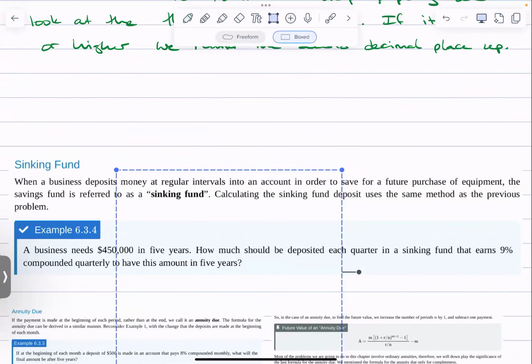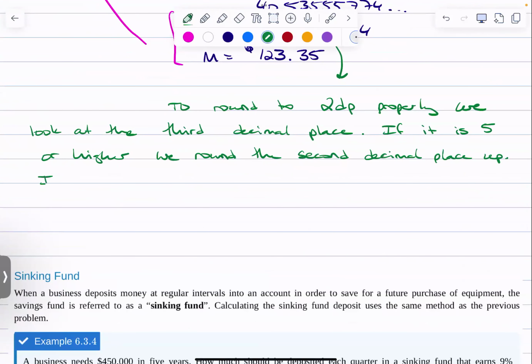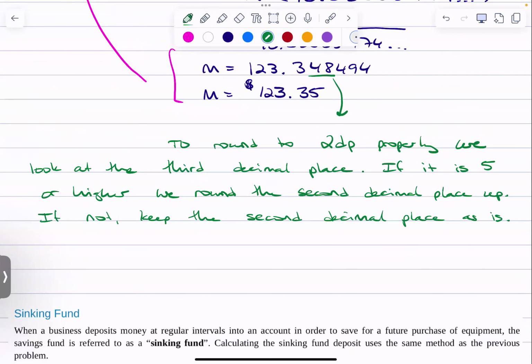Let me make some room here. If not, keep the second decimal place as is. I made it capital 2. There. Good.